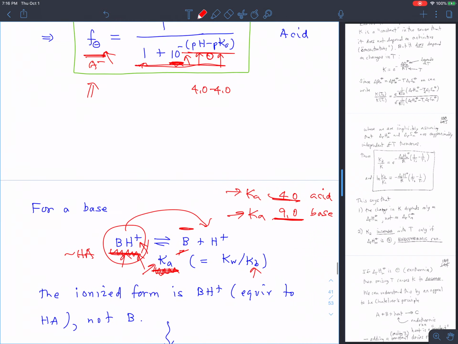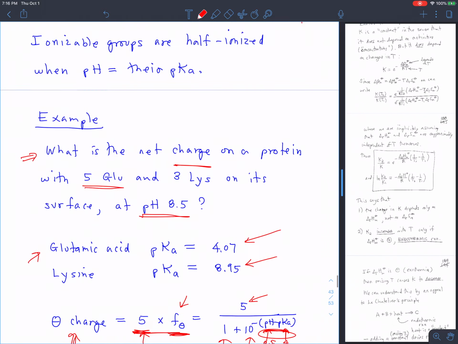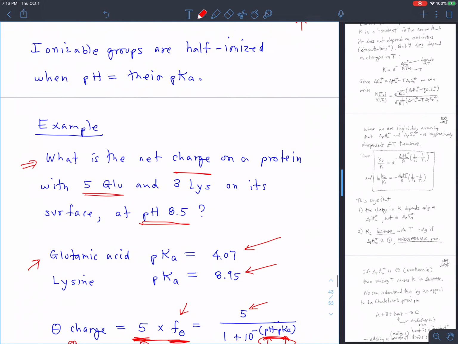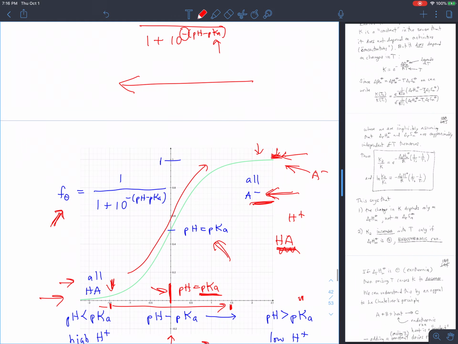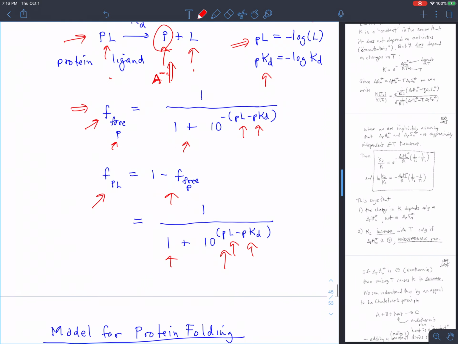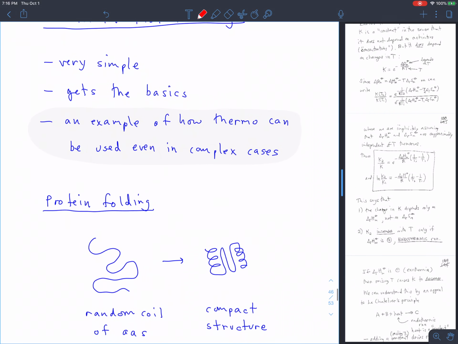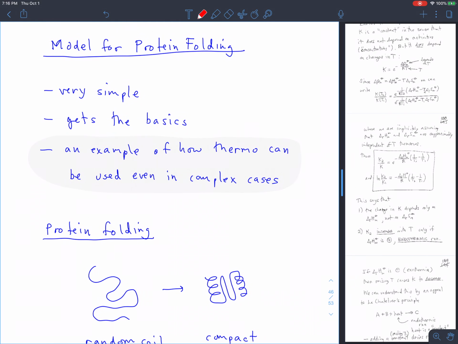There's nothing particularly hard about this, and yet we got a fairly non-intuitive, fairly useful, fairly powerful result. That's the power of thermodynamics and stat mech, especially in biology. Let's look at another example of that kind of thing with this model for protein folding.